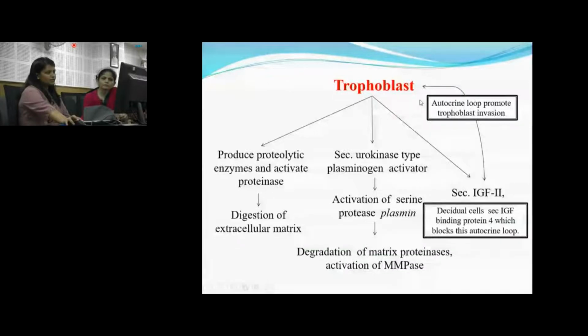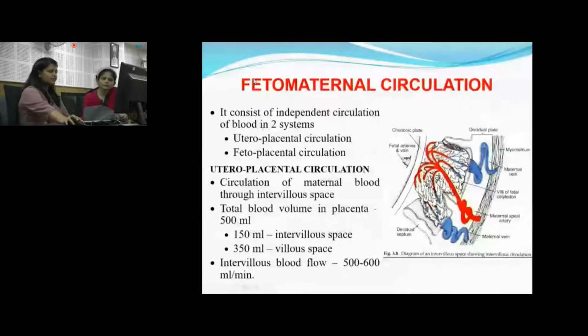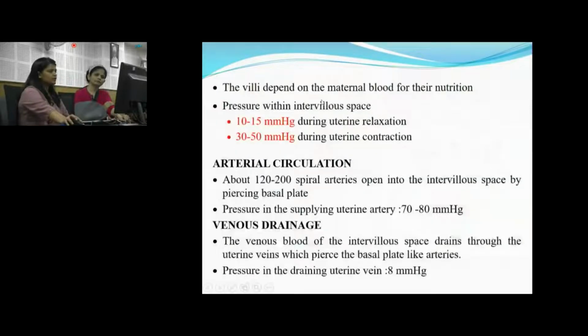The next step to study is the feto-maternal circulation, which is divided into two independent systems, that is uteroplacental circulation and fetoplacental circulation. In uteroplacental circulation, there is circulation of maternal blood through the intervillous space. The total blood volume in the placenta is around 500 ml: 150 ml is in the intervillous space and 350 ml is in the villus space. The intervillous blood flow is of the tune of 500 to 600 ml per minute. So these villi depend on the maternal blood for nutrition.